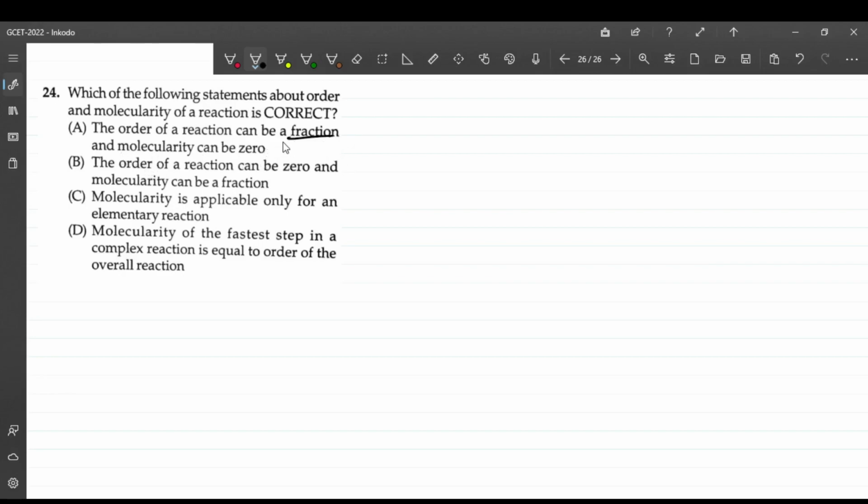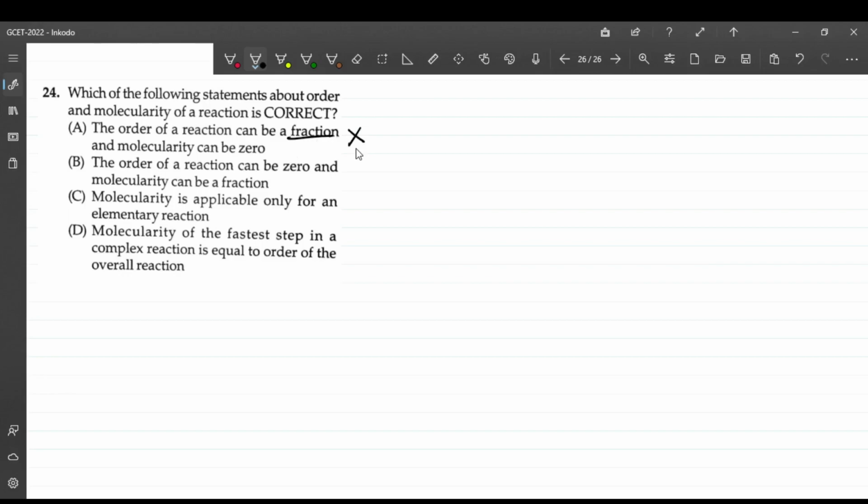Molecularity can be 0? Molecularity by definition is the number of molecules which collide simultaneously to bring about a chemical reaction. The minimum value of molecularity is 1. There may be 1 molecule, 2 molecules colliding, right? So it cannot be 0. That's why this statement is incorrect.